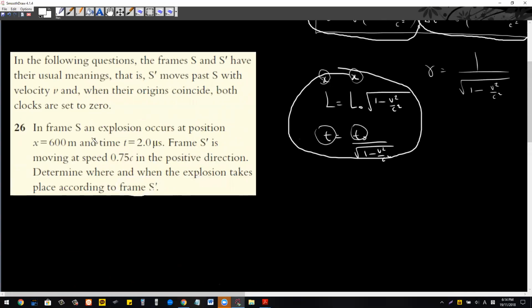So in frame S, an explosion occurs at position 600 and the time is 2 microseconds. Frame S dash is moving at a speed of 0.75, 75% of the speed of light in the positive direction. Determine where and when the explosion takes place according to the frame S dash.